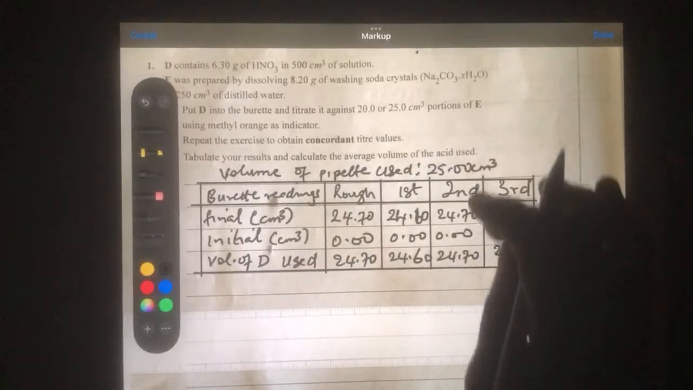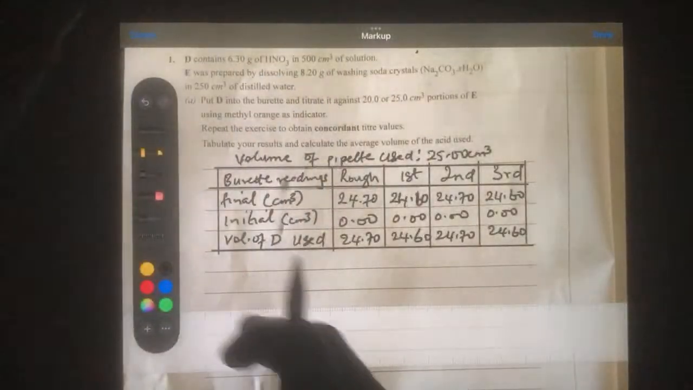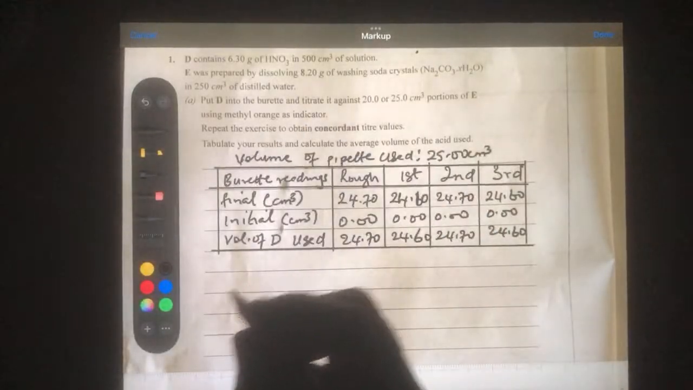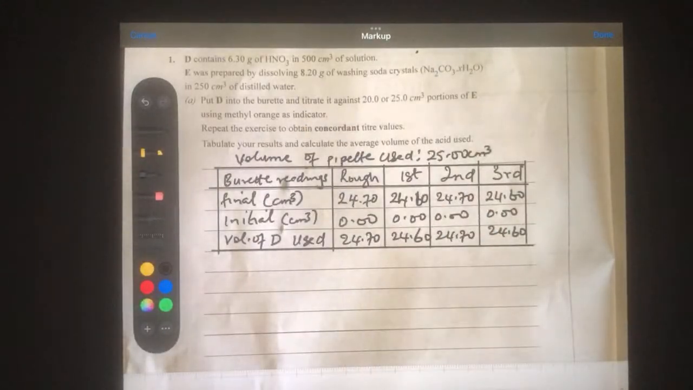So in this case, it becomes obvious now. We can now make our VA. So you tell the examiner they are all concordant. If you like, you use the whole 3 or you use 2.